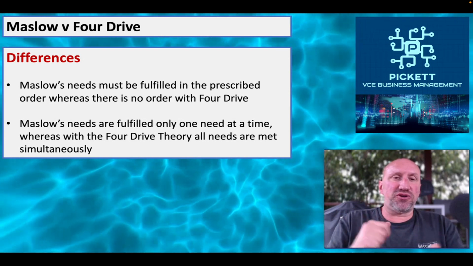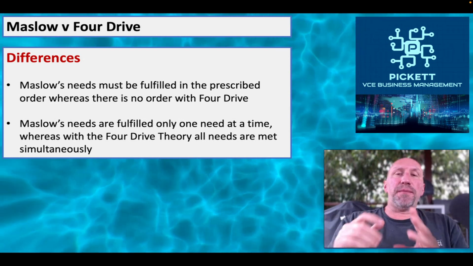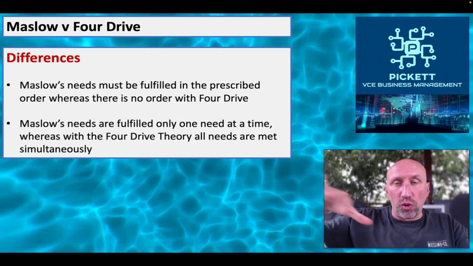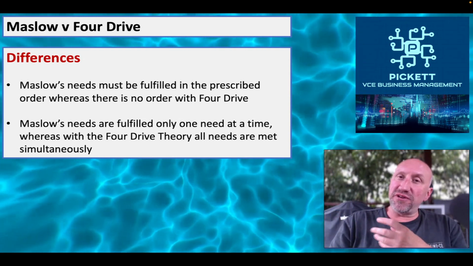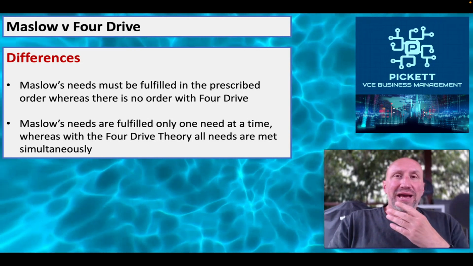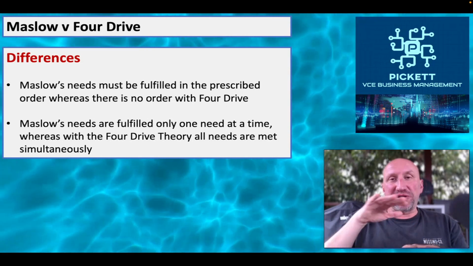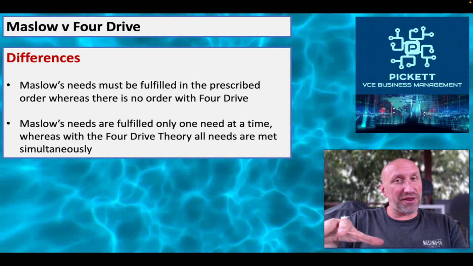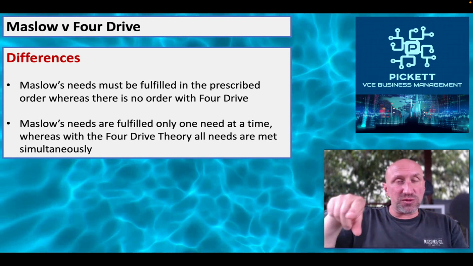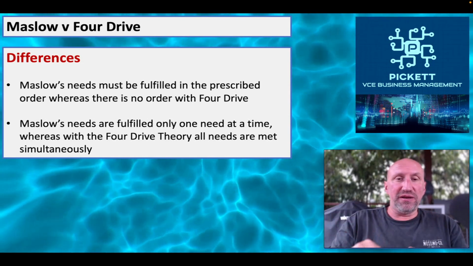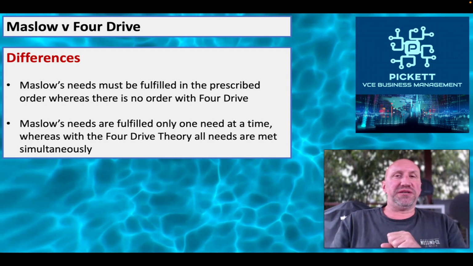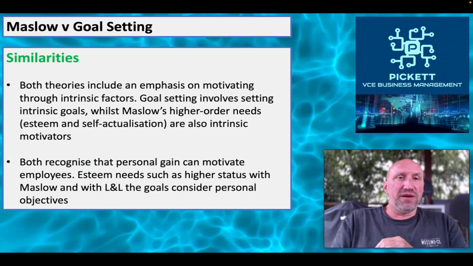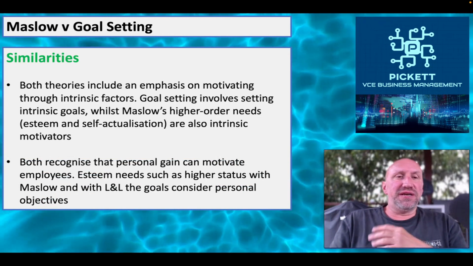Differences between Maslow and four drive. Maslow's needs must be fulfilled in that prescribed order, going 1 through to 5, whereas with the four drive theory, there is no order. And Maslow's needs are fulfilled only one at a time, and that's a key part of the theory. You go from one and then the next one becomes your main motivator, whereas with the four drive theory, all needs are met simultaneously. Simple. Maslow versus goal setting.